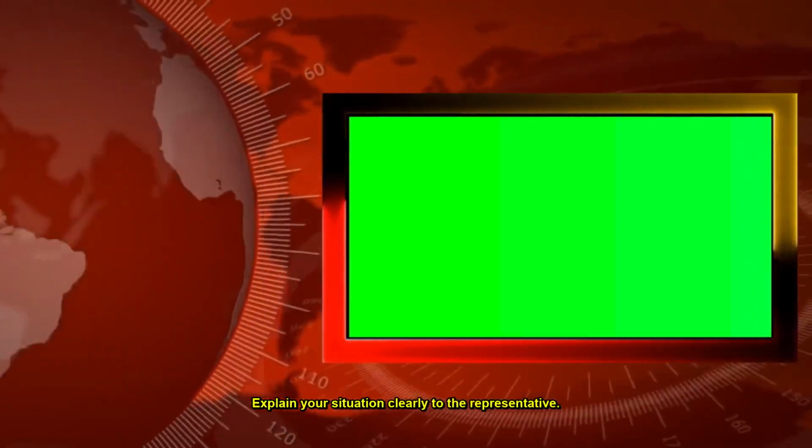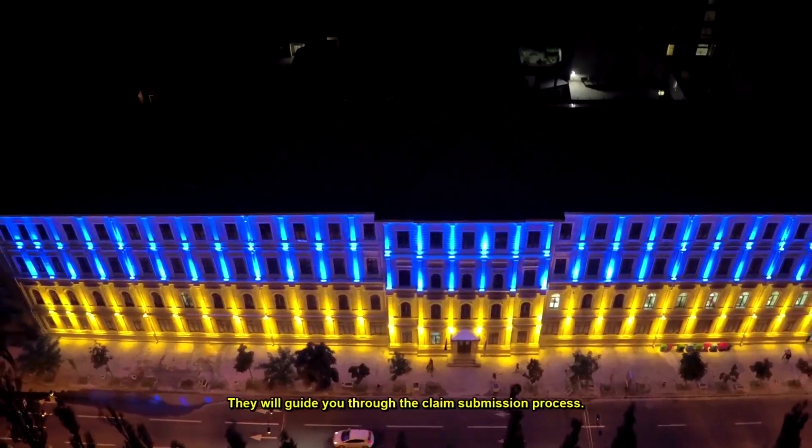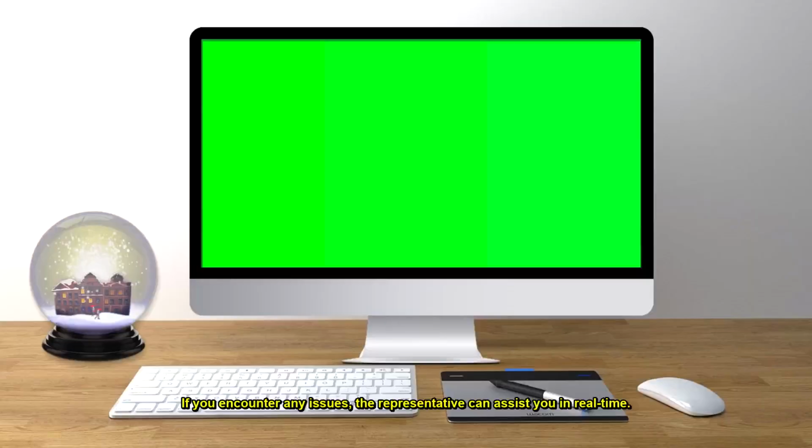Explain your situation clearly to the representative. They will guide you through the claim submission process. If you encounter any issues, the representative can assist you in real time.